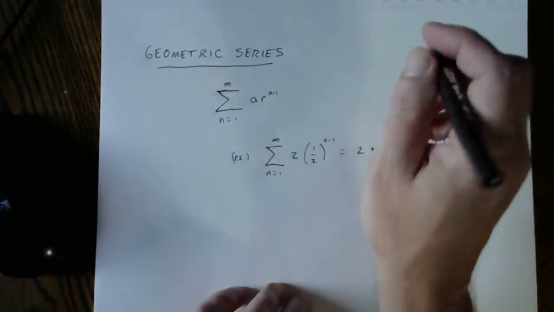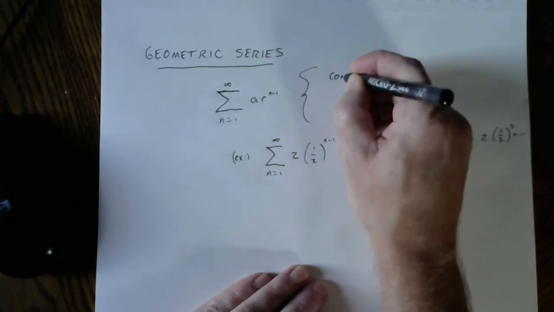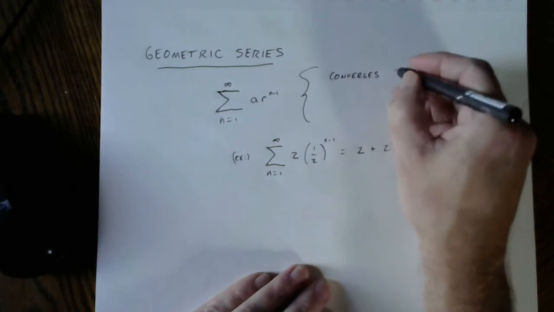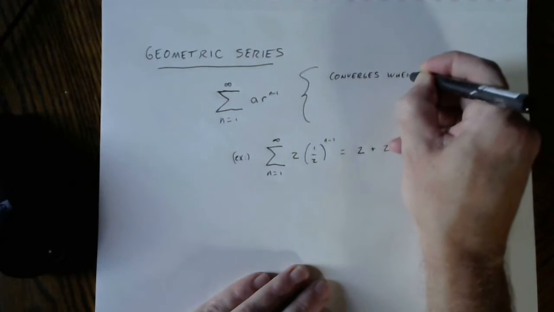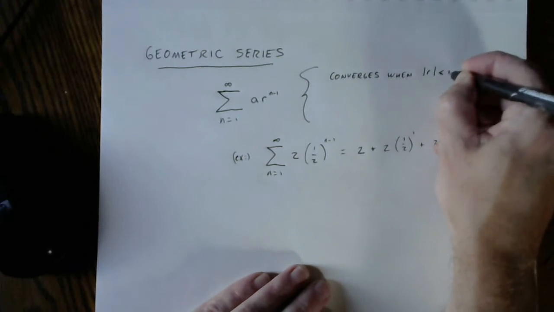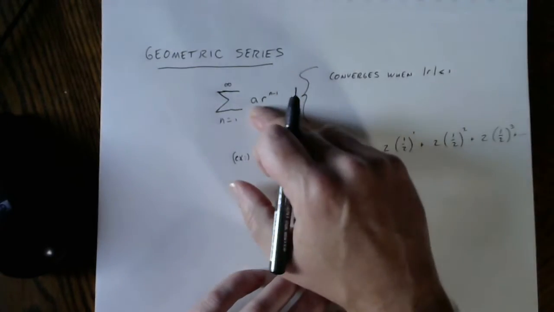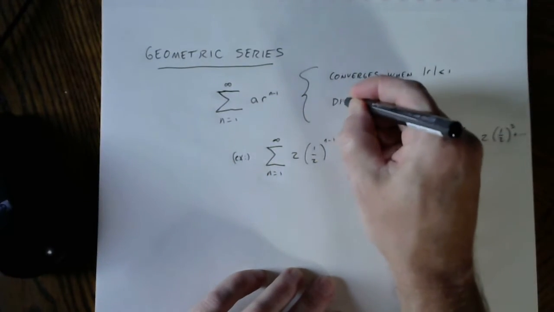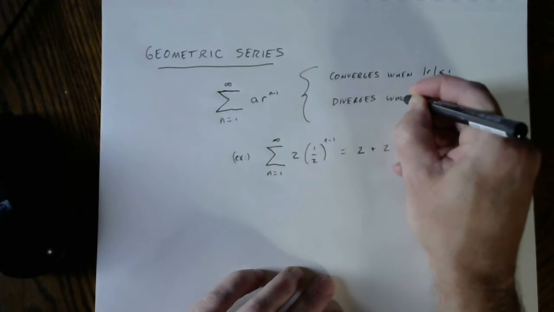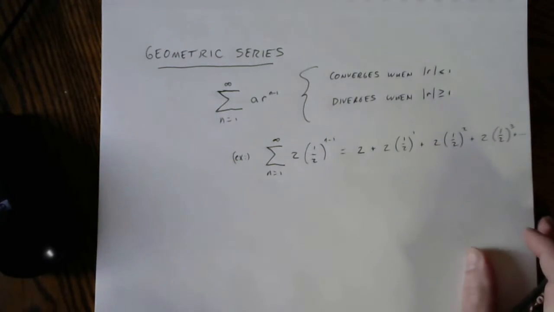All right, so the series converges, and it's all dependent on this R, when the absolute value of R is less than 1. That is, between negative 1 and 1. So we just read R and we make this determination. Otherwise, it diverges. So it diverges when the absolute value of R is greater than or equal to 1.